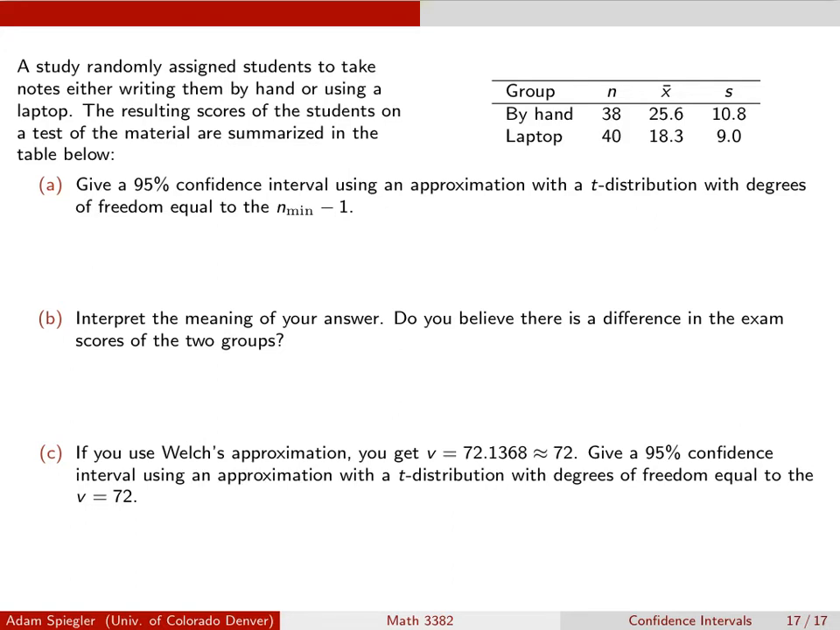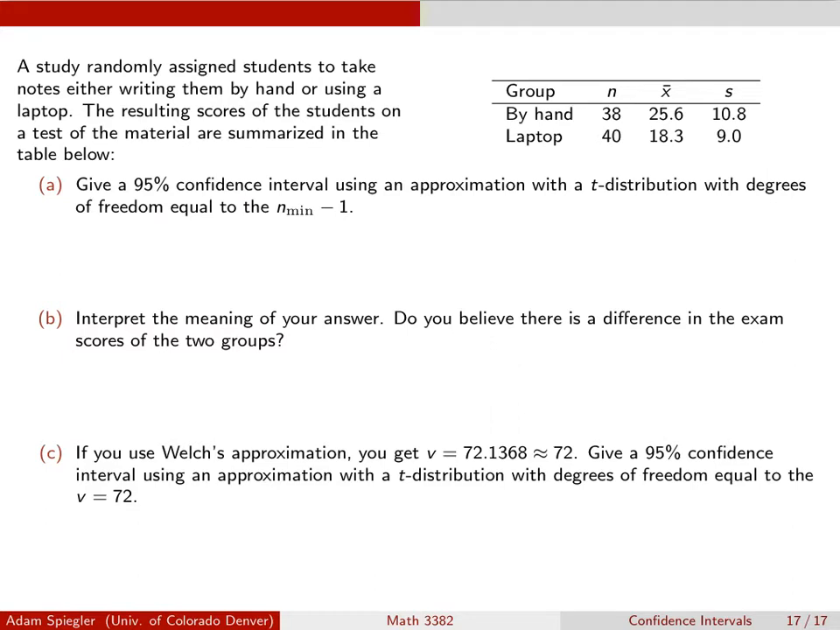In this video, we're going to walk through an example to construct a 95% confidence interval to estimate the difference between means from two independent populations. The example we're going to take a look at is one where students are taking notes either by hand or using a laptop, and we want to see whether their method of taking notes has any correlation with their scores on a test.